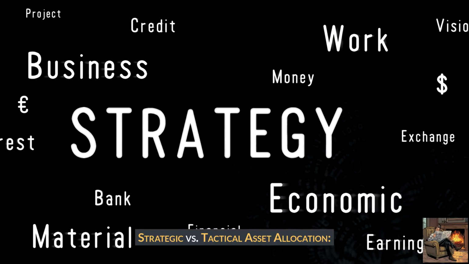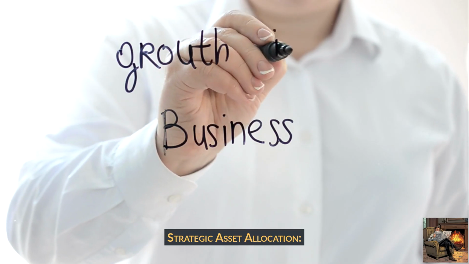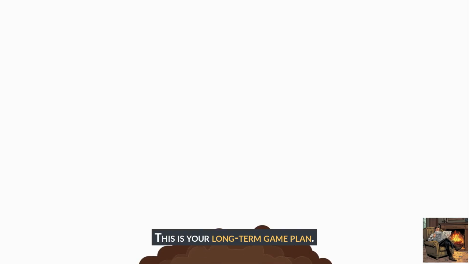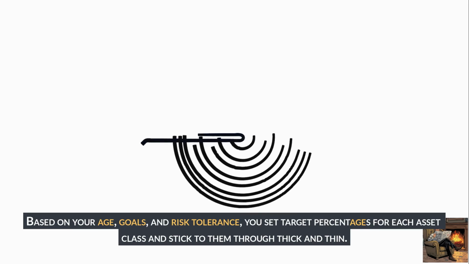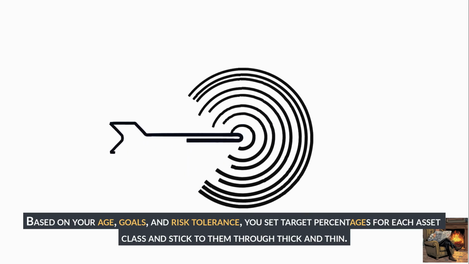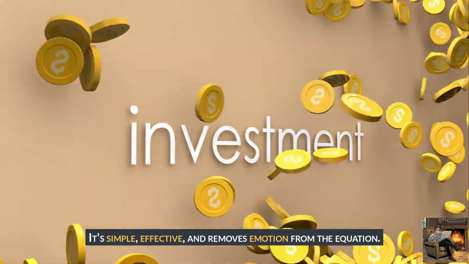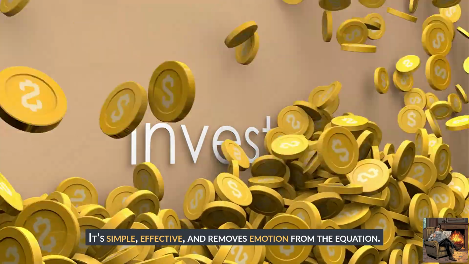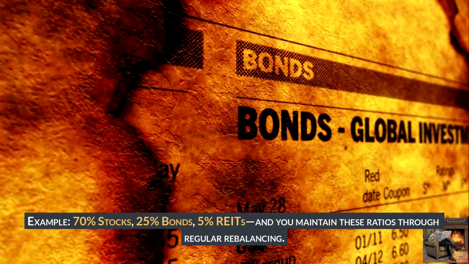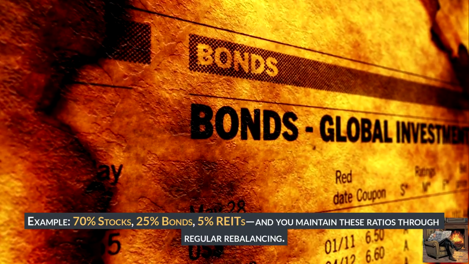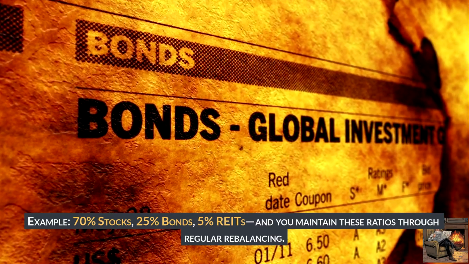5. Strategic versus tactical asset allocation. Strategic asset allocation. This is your long-term game plan. Based on your age, goals, and risk tolerance, you set target percentages for each asset class and stick to them through thick and thin. It's simple, effective, and removes emotion from the equation. Example: 70% stocks, 25% bonds, 5% REITs, and you maintain these ratios through regular rebalancing.